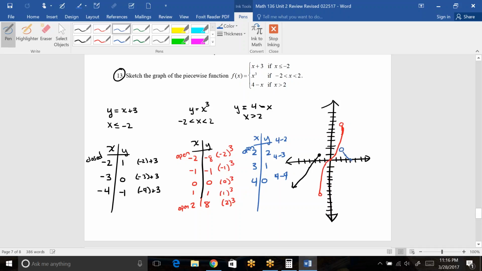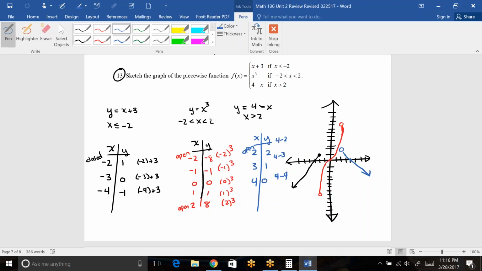And again, this one goes forever bigger, so even though that's going down, that's what's happening as the x's get bigger, the y's are going down. So that would be our piecewise function. And I know my red's a little bit overlapping here, but you should be able to pass the vertical line test if you put this on an actual gridded graph.